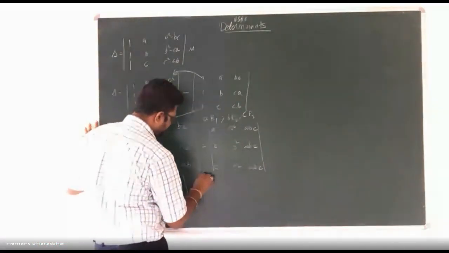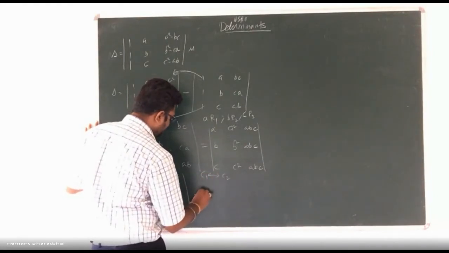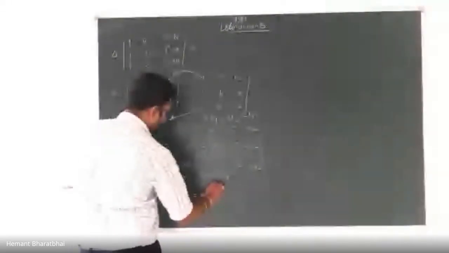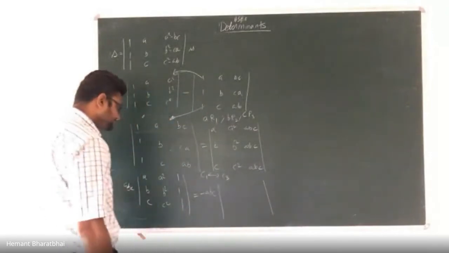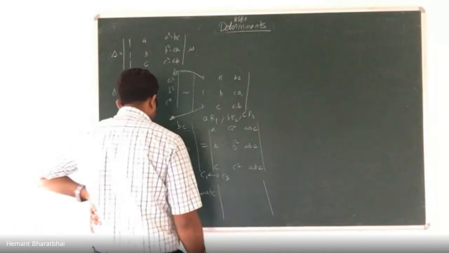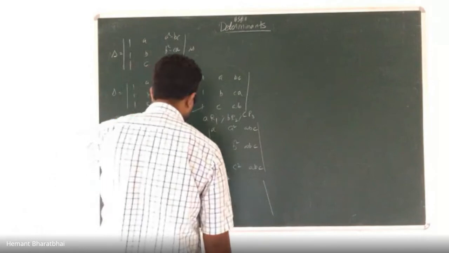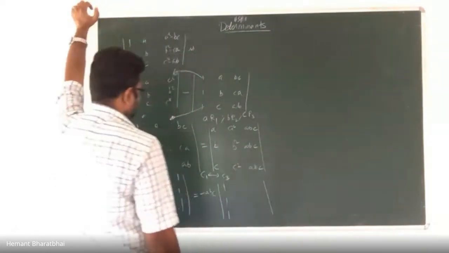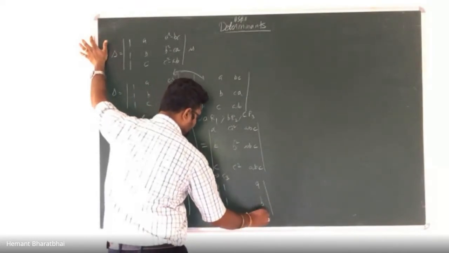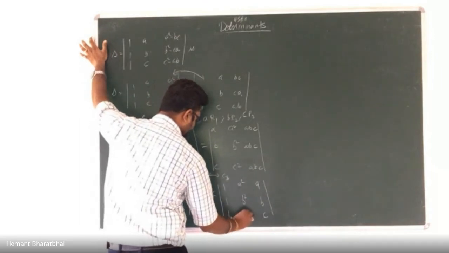So if I do that, C1 interchange with C3, so I'll get minus ABC, and this will become 1, 1, 1 over here, and I'll get over here A, B, C, and here A square, B square, and C square.